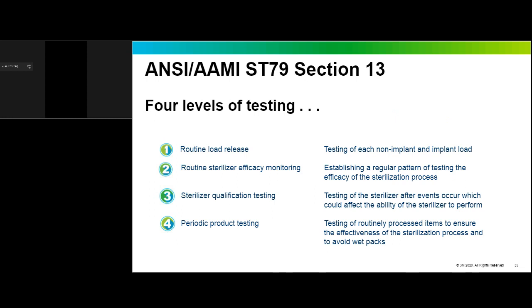In ST79, there are 4 levels of testing described. If you have a copy, you want to go to Section 13, and it can be a little overwhelming, so if you just take a step back for a high-level view, know that there are 4 levels of testing. The first is routine release testing. Every time I run a cycle, how am I making that decision about whether to release those load items for patient use? The next is routine sterilizer efficacy monitoring. What is my routine pattern for making sure this big piece of hardware I have, the sterilizer, is working properly? How am I doing that?